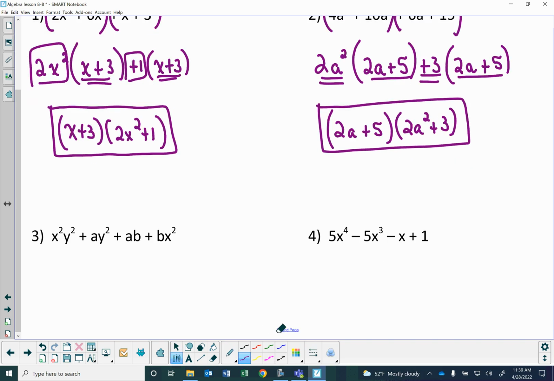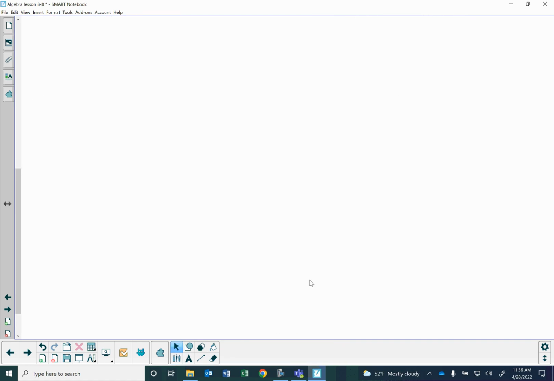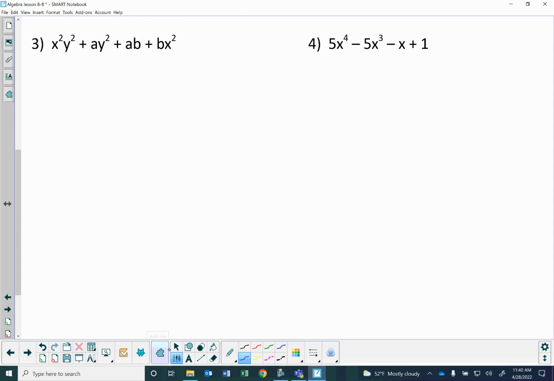Alrighty, let's move the page down a little bit and look at these last two problems. x squared y squared plus ay squared plus ab plus bx squared. That one looks a little odd, doesn't it? No numbers, just lots and lots of variables. Doesn't mean it can't be factored.